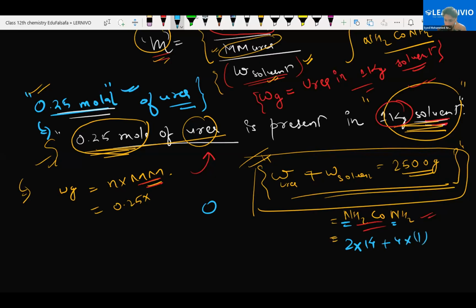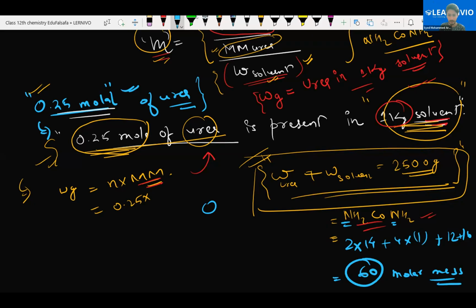4 multiplied by 1 because we have 4 hydrogens, plus 12 plus 16. Just calculate this, 2 into 14. I'm using my calculator for faster calculation. 2 multiplied by 14, then plus 4, then plus 12, then plus 16. So the answer is 60. 60 is the molar mass. So the concept is key. The answer is in front of our eyes, we just need to solve this puzzle. The answer is right there.